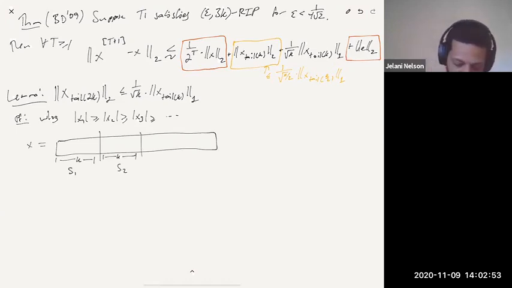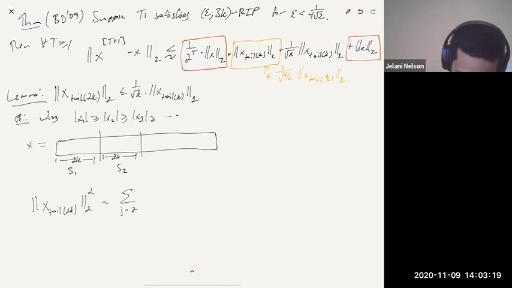Okay. And now when I look at x, here, I said 2k, so let's actually make it 2k. Then if I look at the L2 norm squared of x tail 2k, it is equal to the sum, j goes from 2 onward to, roughly, n over 2k, of the L2 norm squared of x sj.